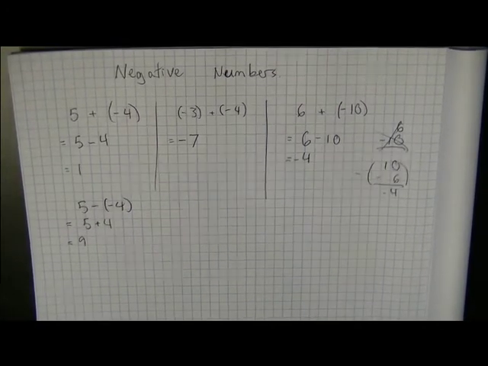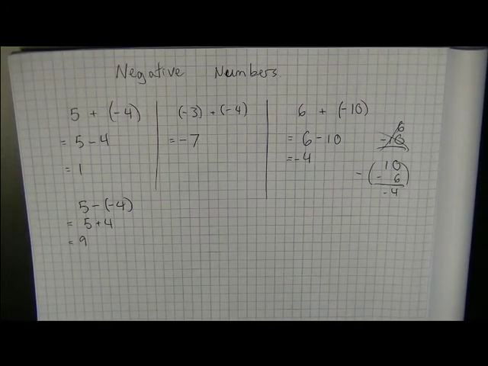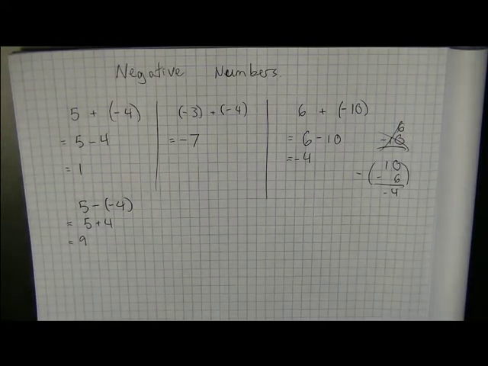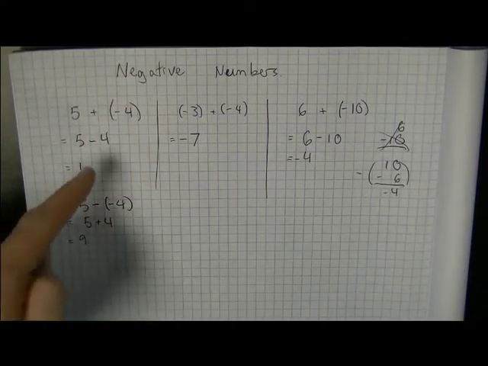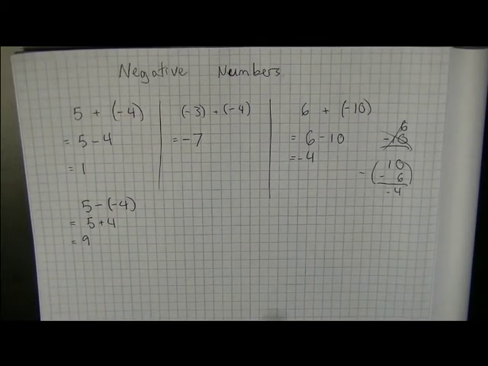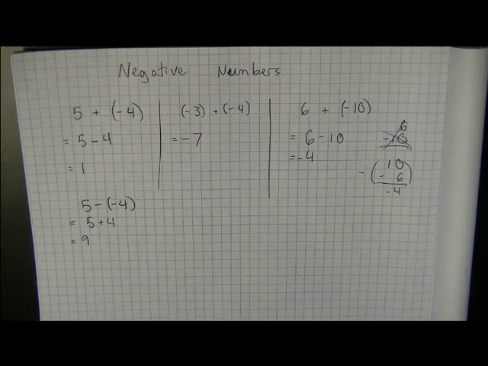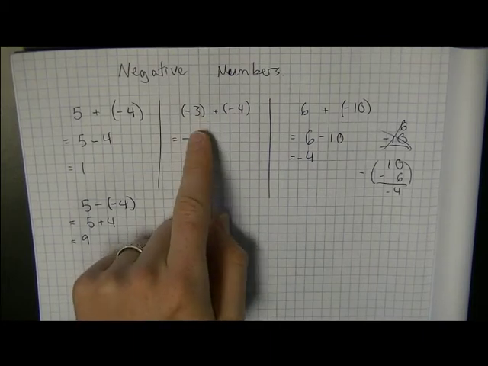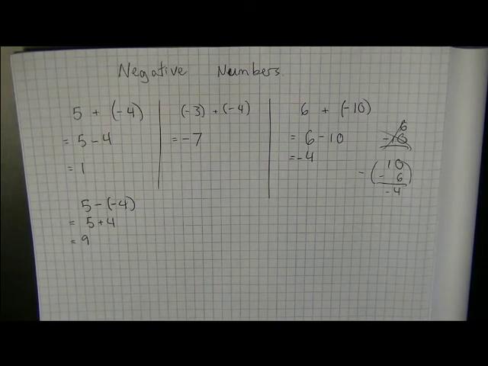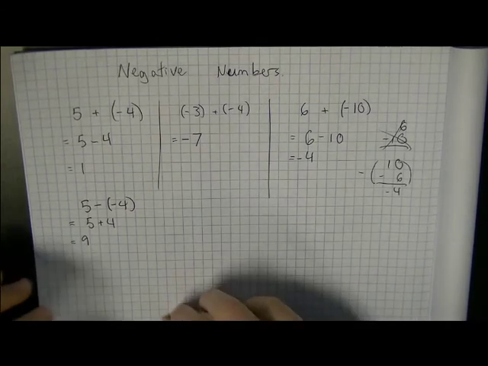Okay, so adding and subtracting with negative numbers, pretty easy. Just you have to remember, when you're adding a negative, it turns into subtraction. When you're subtracting a negative, it turns into addition. If you add 2 negative numbers together, then we get the negative of the 3 and the 4 added together. Okay, sounds good.